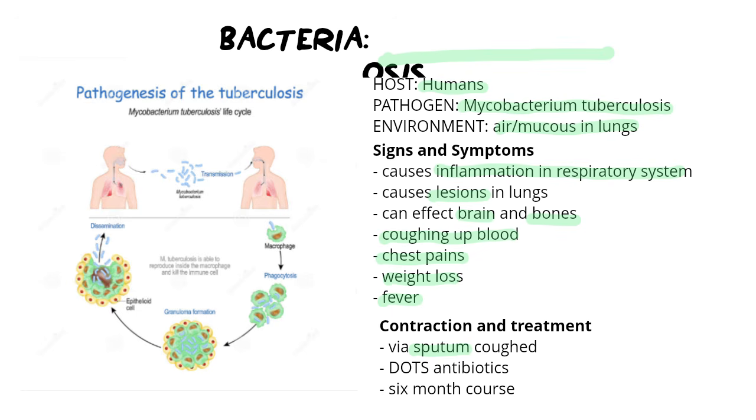Now, to treat TB, you use something called DOTS antibiotic, which is directly observable treatment system, which basically means you take a course of antibiotics, and you take it every single day for 6 months, and you must complete the course. Otherwise, you run the risk of creating antibiotic resistant bacteria, which is not what we want. Most people actually feel very good after the first couple of weeks of using their antibiotics, so they stop taking it. But it's really important for you to complete the course to kill the TB completely.